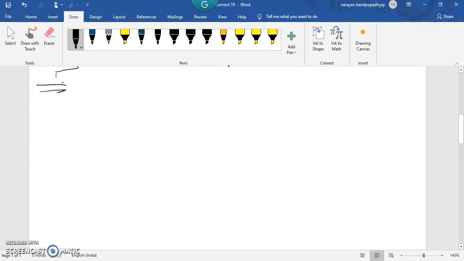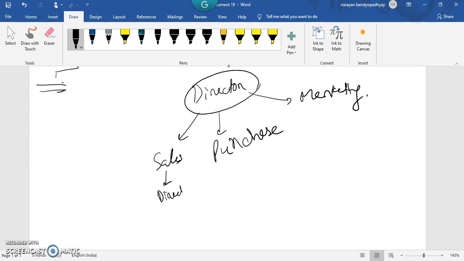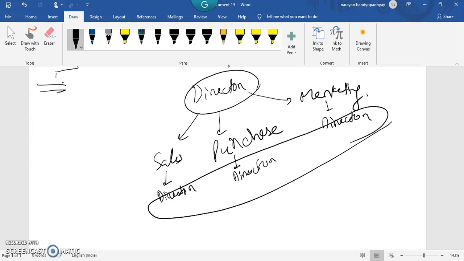When I gave the example, there is one director who is the director of the whole company. There are many directors in the sales department, in the purchase department, in the marketing department. So various departments have been divided within the organization, and each department contains a separate director, that is a sales director, a purchase director, and a marketing director. So in this way it is being divided, isn't it?